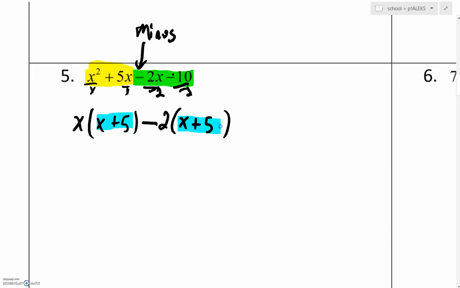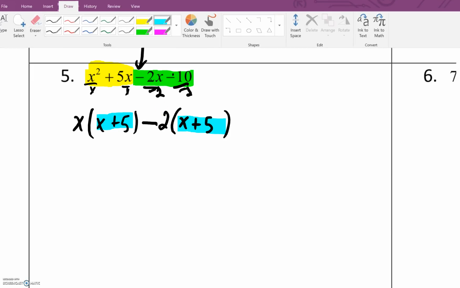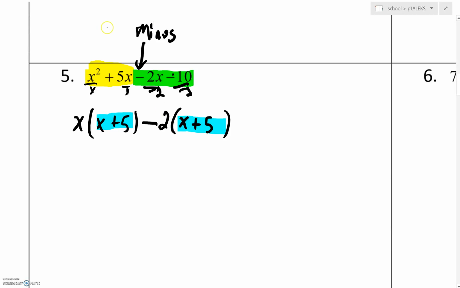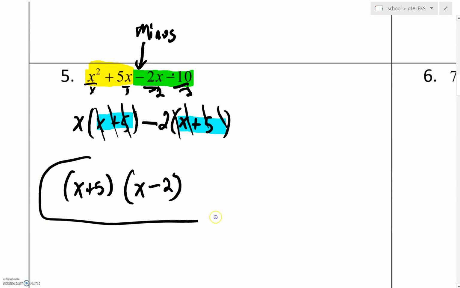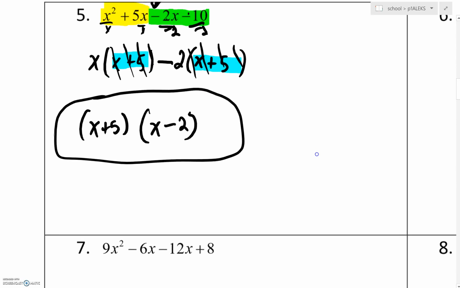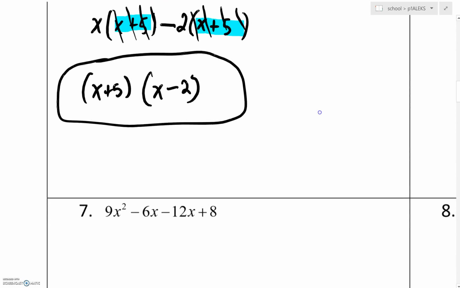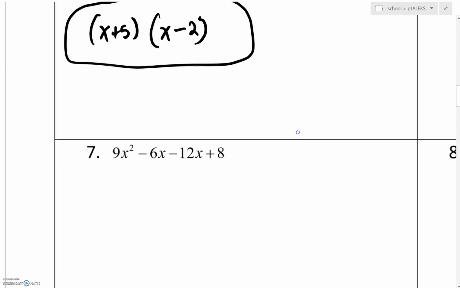You know that you've done this correctly when those two parentheses at the end are the same. So pull that out. Here's your x plus 5. Again, it's almost like you're envisioning that this is gone. You've pulled that out. What's left? X minus 2. Okay? I think we've got time for maybe one more. Let's take a look at number 7 down below, skip 1.